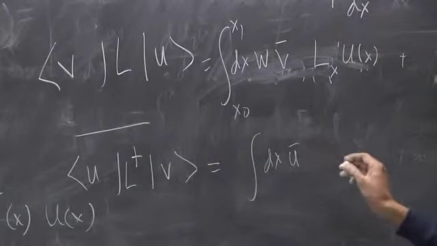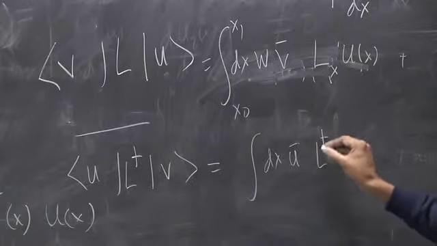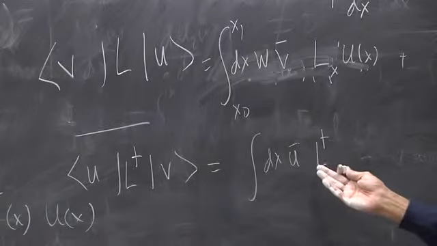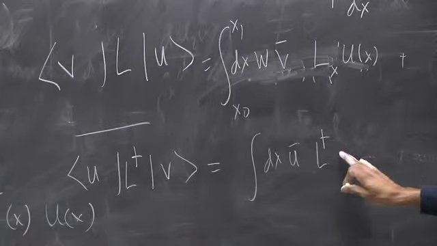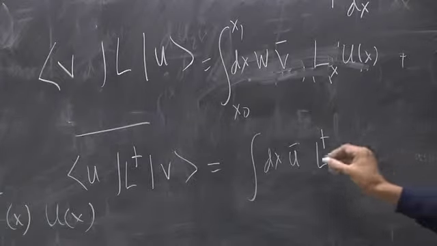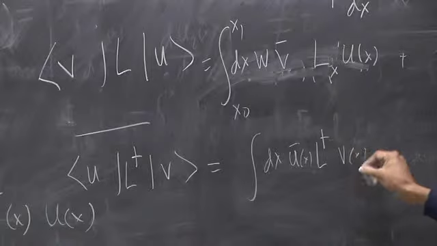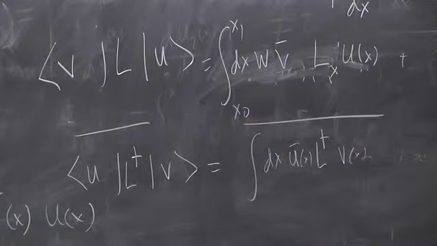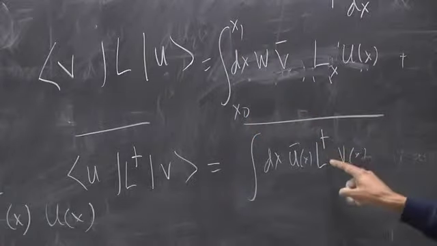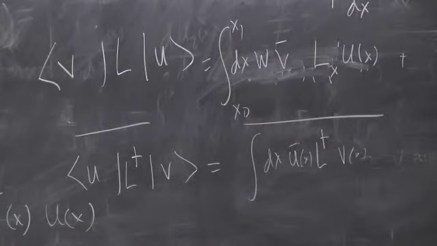Okay, so u bar, then you have some L dagger, which we still have not defined, we have not specified what L dagger is. But if L dagger existed, you would have something like this: L dagger acting on this function v of x, right? And then I would take the complex conjugate of the whole thing. L dagger acting on v, right?